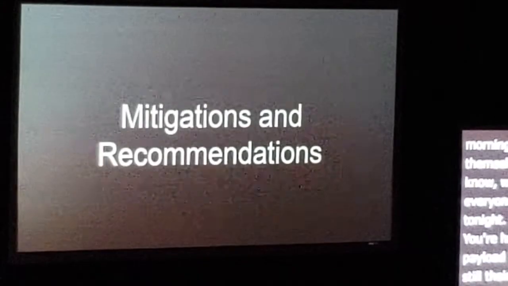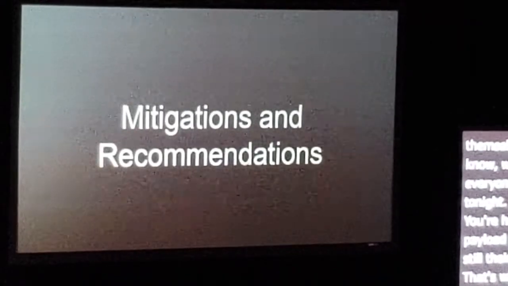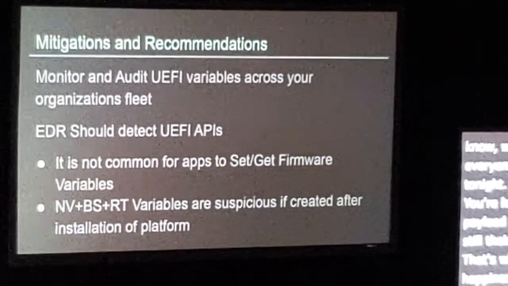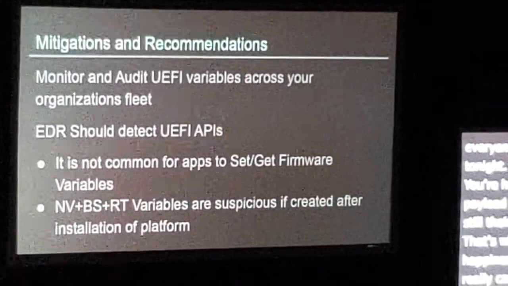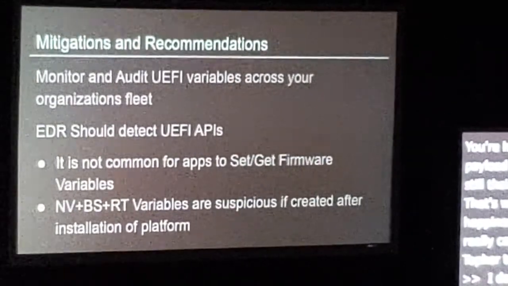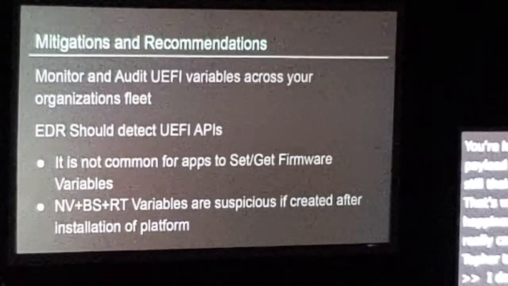All right, I don't really care about mitigation, so I don't forget about that. I don't really care either, but we felt it necessary. There's a couple of things you can do to mitigate this. The one biggest thing, because we're utilizing UEFI variables, is to actually monitor and audit those against your organization's fleet. That would be the first step to mitigating these risks that we presented.